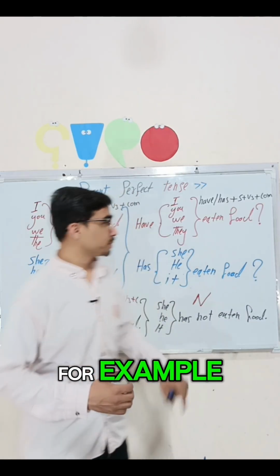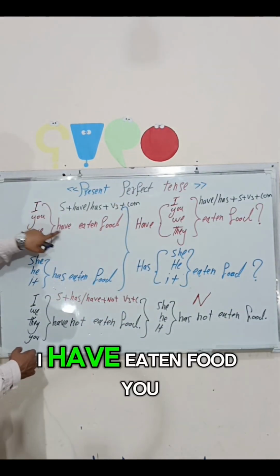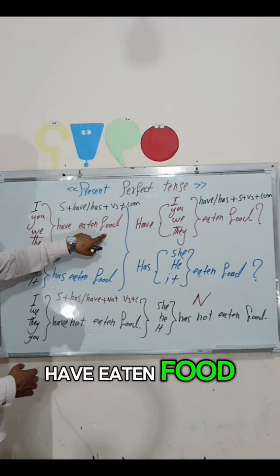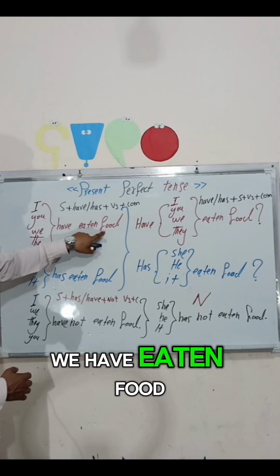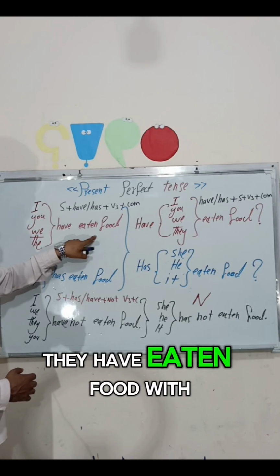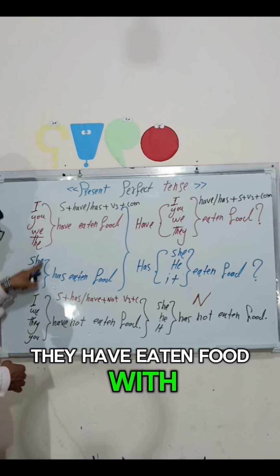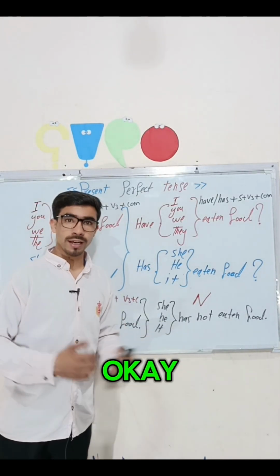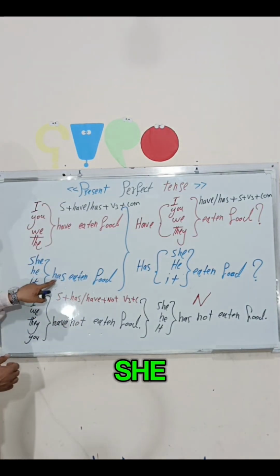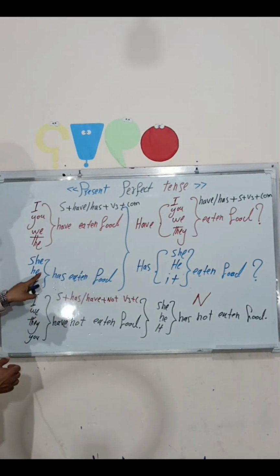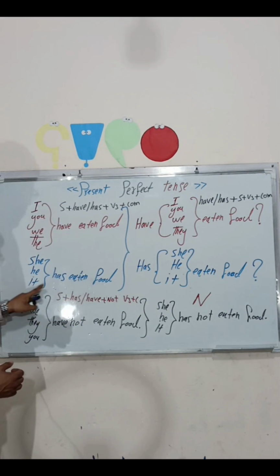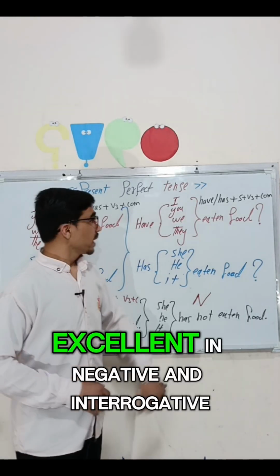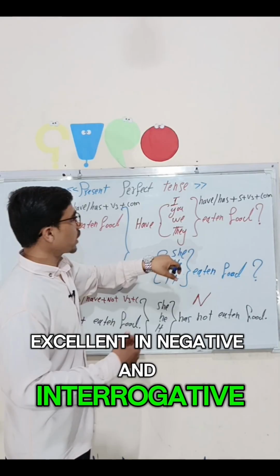For example, I have eaten food, you have eaten food, we have eaten food, they have eaten food. With singular subject, want to read the sentences? Okay. She... Excellent.